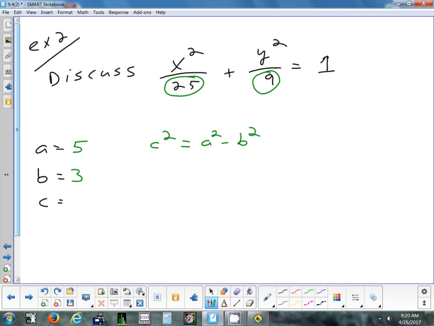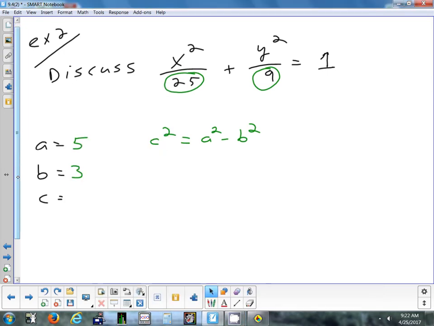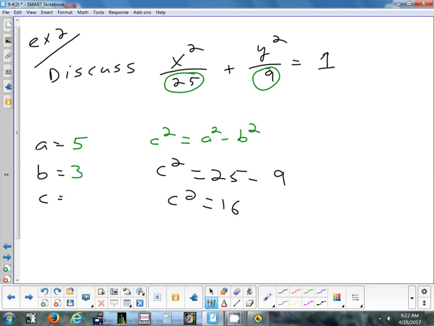Okay, and then we'll come back in 1 second and take a look at it. Okay, so when we went through that, what did you get for C? 4? Let's double check. C squared equals A squared, which is 25, minus 9. So C squared equals 16. And then you take the square root, and you get 4. Now, you don't have to write positive or negative 4, okay, because C is a distance. Distances can't be negative.